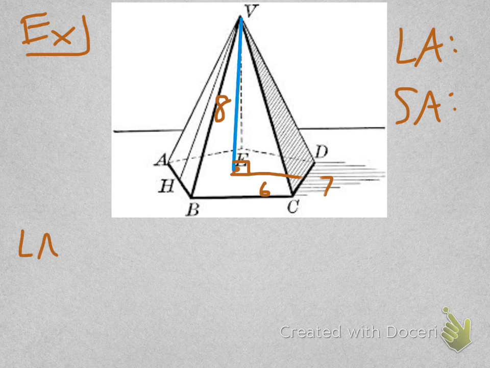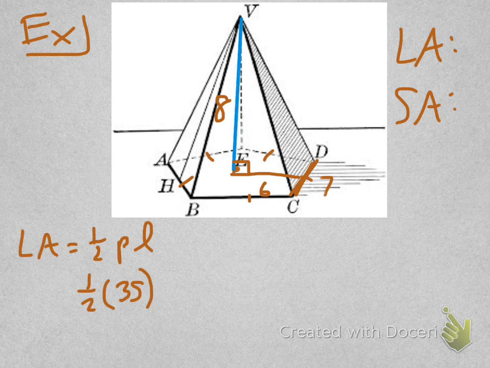Again, the lateral area is just 1/2 PL. So what is the perimeter of our base? So first of all, one side length is 7. I'm assuming it's regular, which most of them are going to be that you're going to see. So the other side lengths are also 7, which would give us a perimeter of 35. It's a pentagon, right? So 1/2 of 35.